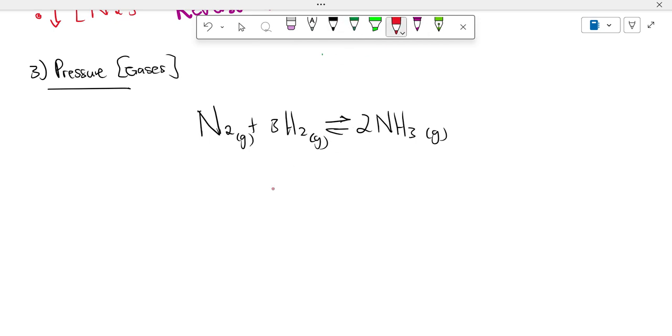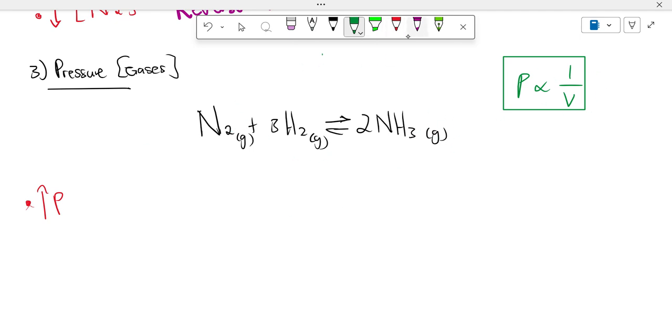When I increase the pressure, what happens? Remember in grade 4, you learned that pressure is inversely proportional to volume, right? That means the higher the pressure, the lower the volume. The lower the pressure, the higher the volume.